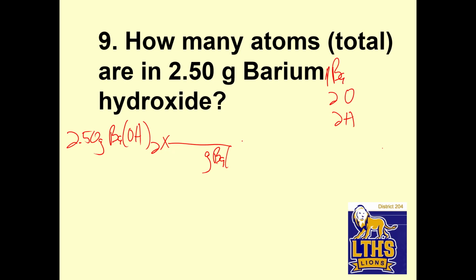Okay, so barium is 137.27. Oxygen is 16 and hydrogen is 1.01. So when I add that together, 137.27 plus 32 plus 2.02, I get 171.29 grams per 1 mole of barium hydroxide.